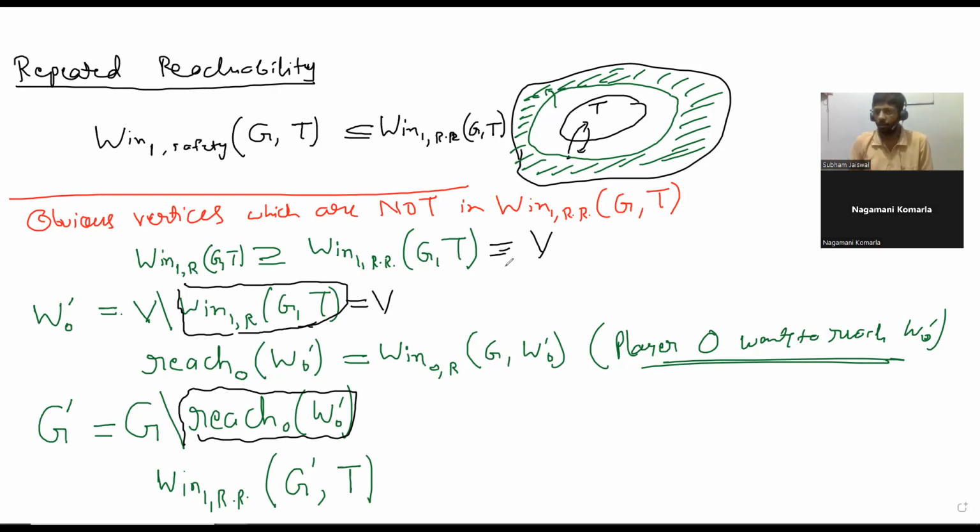If starting from any vertex you can reach T, then you can reach T infinitely often. That's an easy thing. Because from any vertex there is a way to reach T. It may not be in one step, but still you can reach. It means you can reach T infinitely often from any vertex. Okay, so that is fine.